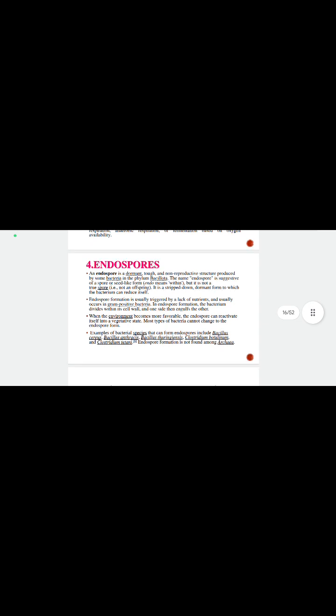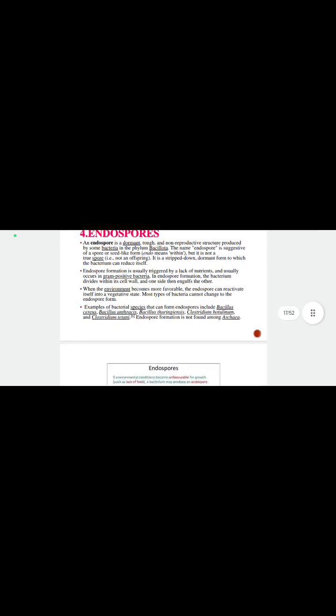When the environment becomes more favorable, the endospore can reactivate itself into a vegetative state. Most types of bacteria cannot change to the endospore form. Examples of bacterial species that can form endospores include Bacillus cereus, Bacillus anthracis, Bacillus thuringiensis, Clostridium botulinum, and Clostridium tetani. Endospore formation is not found among archaea.